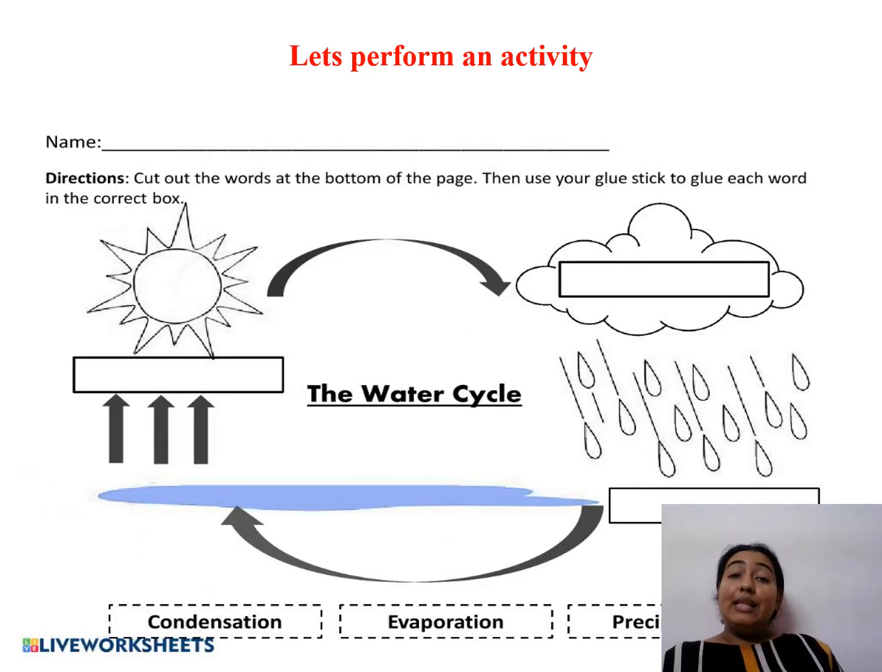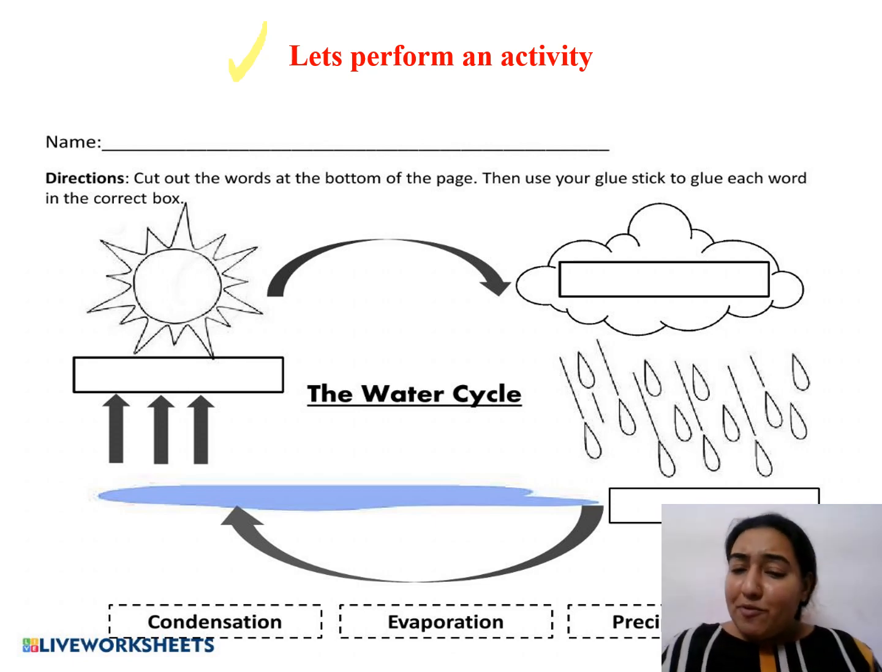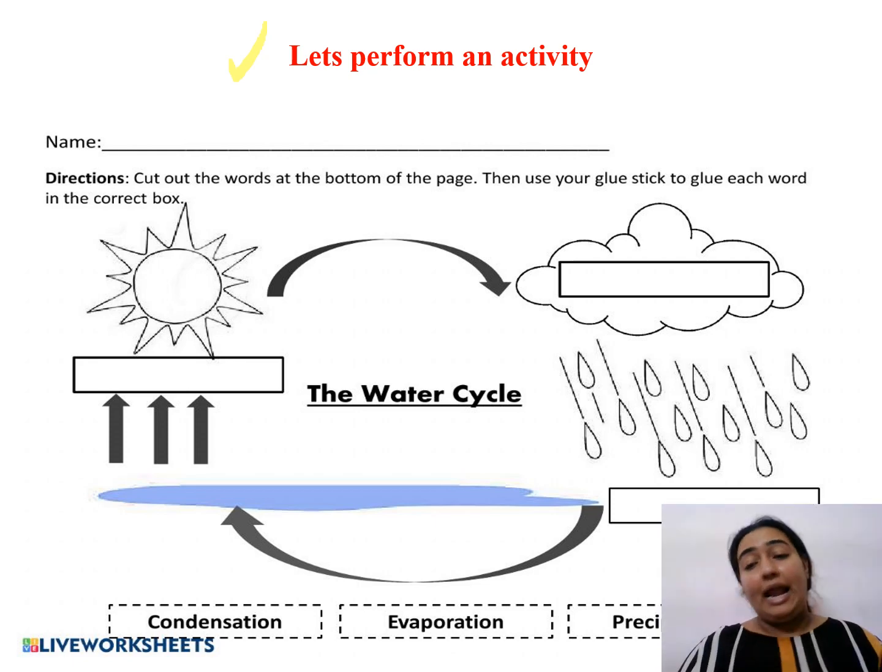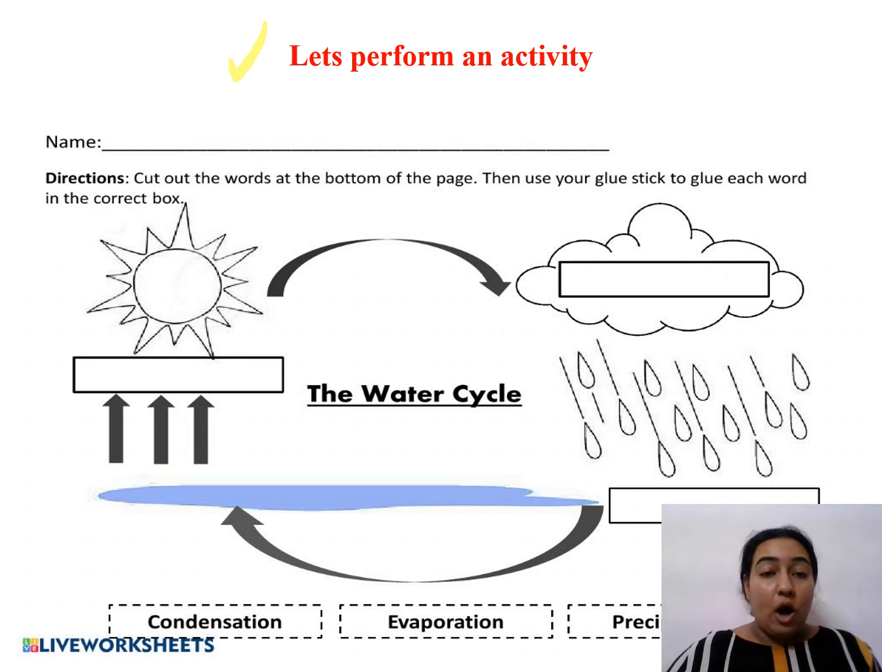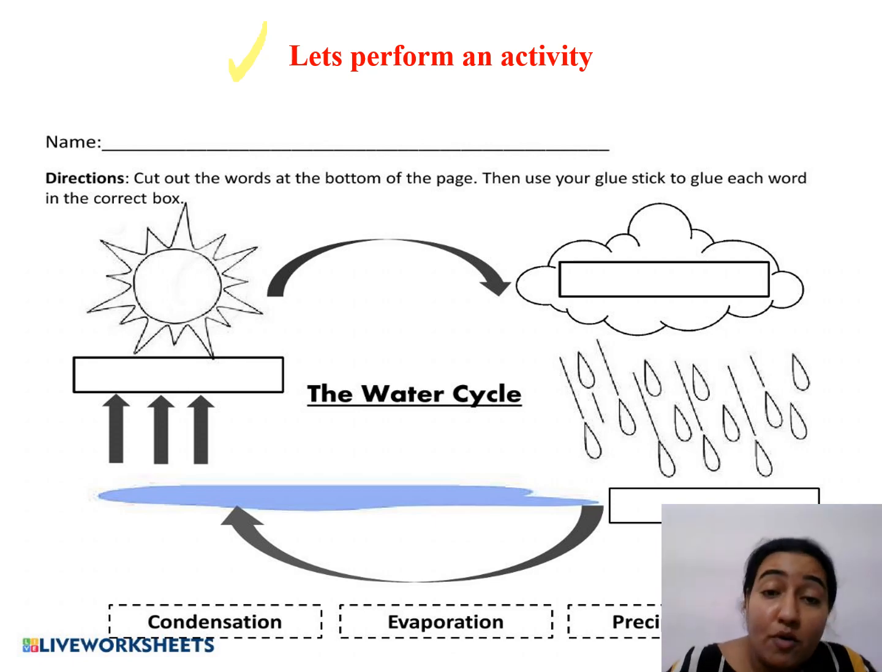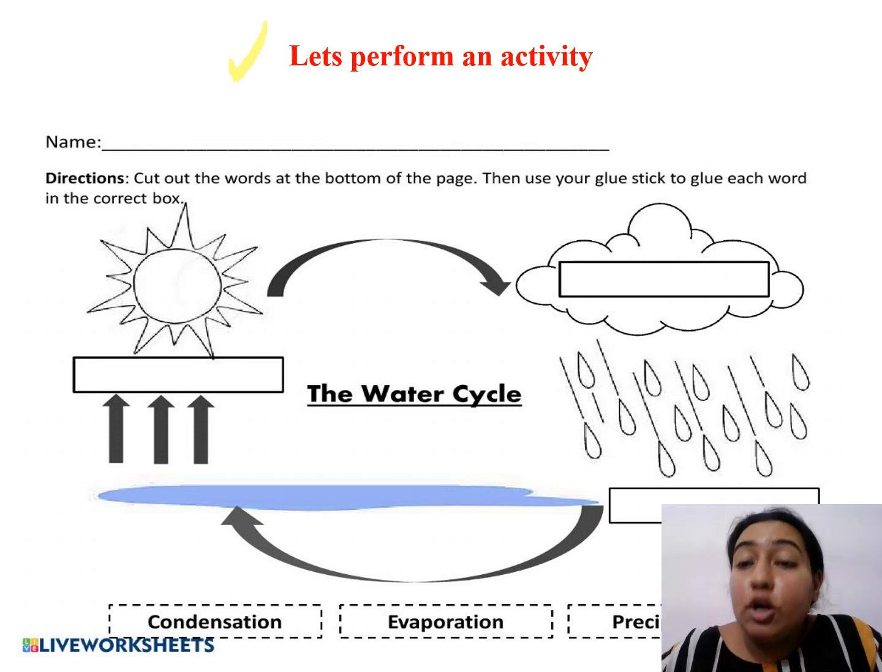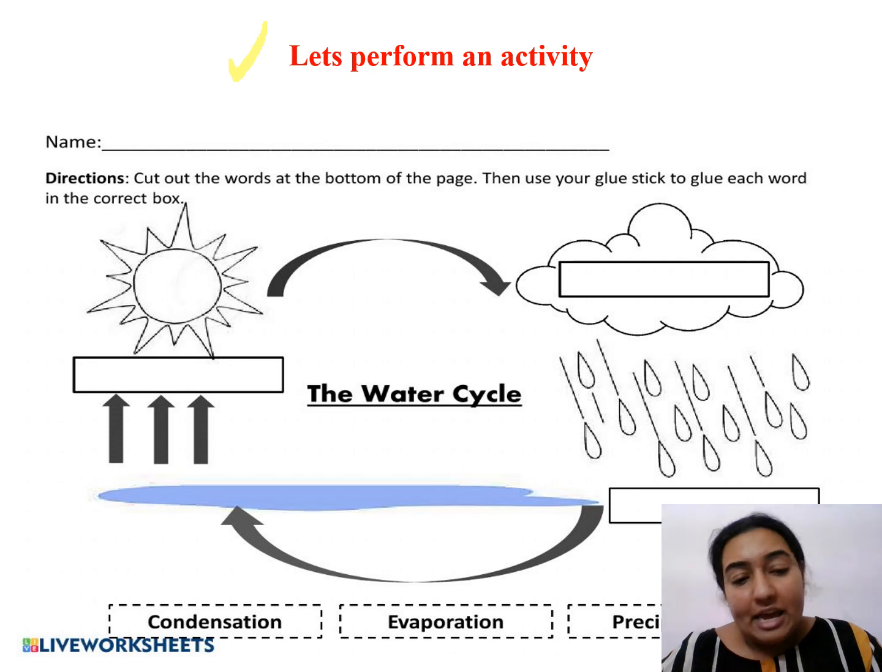Now, let's perform an activity together. I'll be asking you and you will be commenting down in the chat box. Let's perform this very interesting activity and clear our further concepts. Cut out the words at the bottom of the page. Use your glue stick to glue each word. Even if you don't want to cut out, it's okay, no issues. You can tell me verbally.